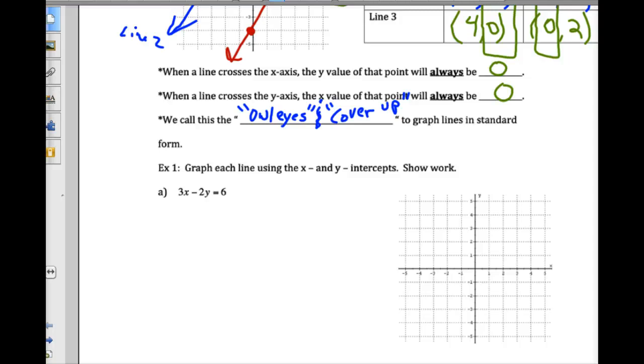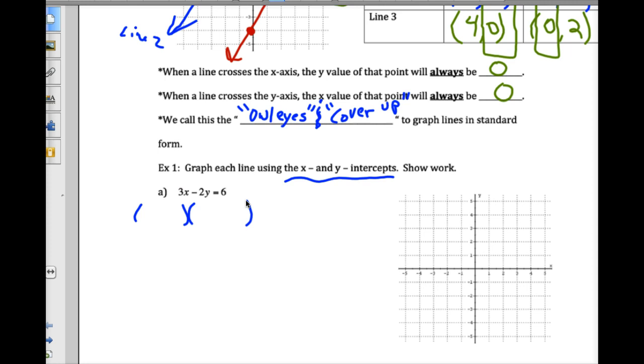Graph each line. In what form are the lines given to you? Which form of the linear equation is that? Everybody agreed, standard form, right? The best way to graph a line in standard form is to find the x and y intercepts. Even though the other day you guys learned to solve it for y, put it in slope-intercept form, and graph it that way. No. Because the directions say find the x and y intercepts, show your work, we're going to do it that way.